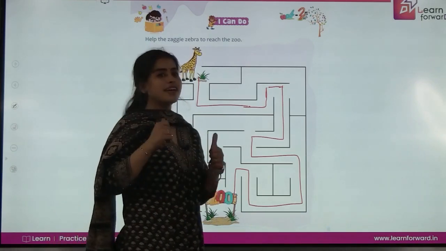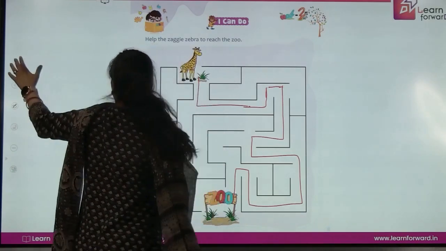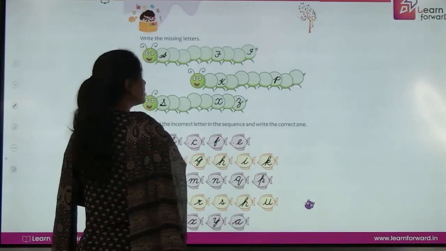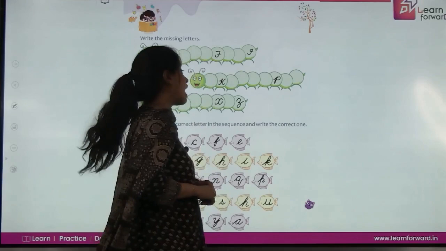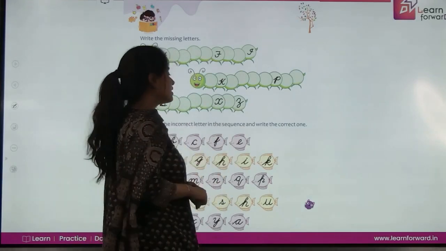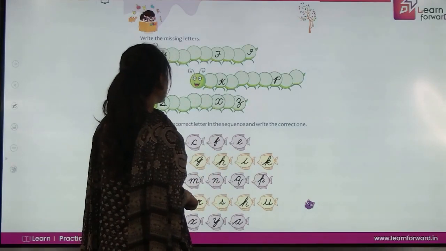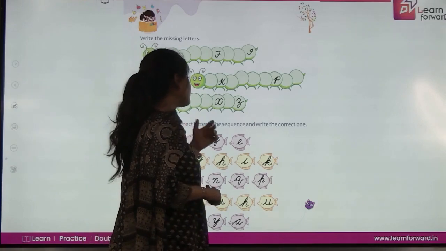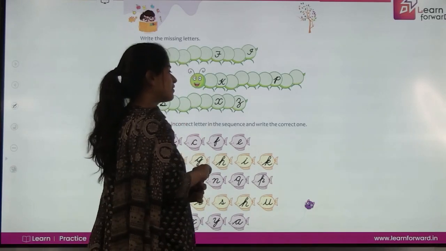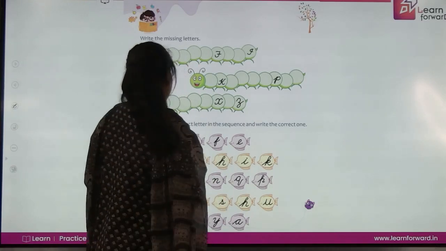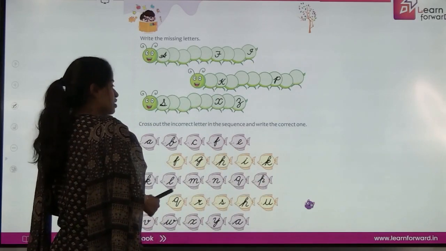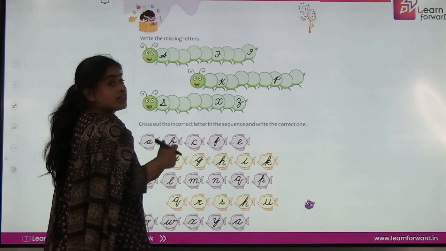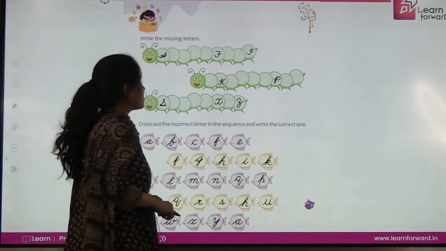Okay, great job, kids. Next is write the missing letters. See, the letters are missing here. We have to fill in these letters. Okay. Now, next is cross out the incorrect letter in the sequence and write the correct one. See, there are some incorrect letters written here. We have to cross it out and write the correct one. Will you do it? Okay.